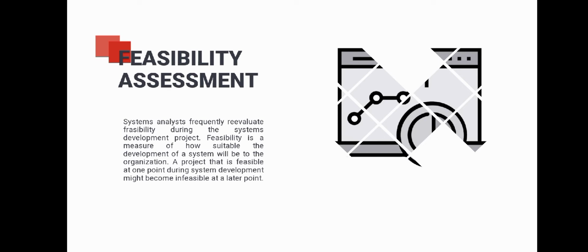Feasibility assessment. System analysts frequently reevaluate feasibility during the system development project. Feasibility is a measure of how suitable the development of a project will be to the organization. A project that is feasible at a point during system development might become infeasible at a later point. A system analyst typically uses at least four tests to evaluate feasibility of a project.